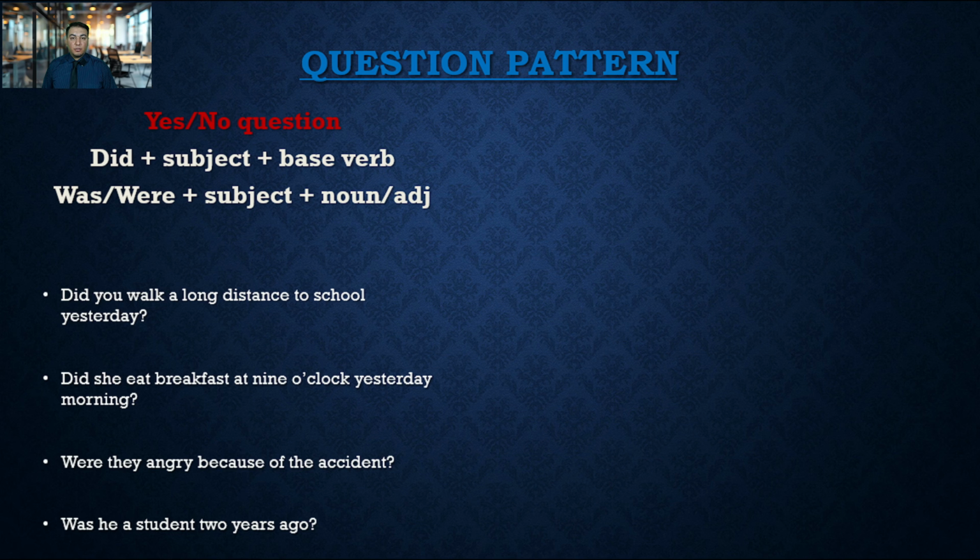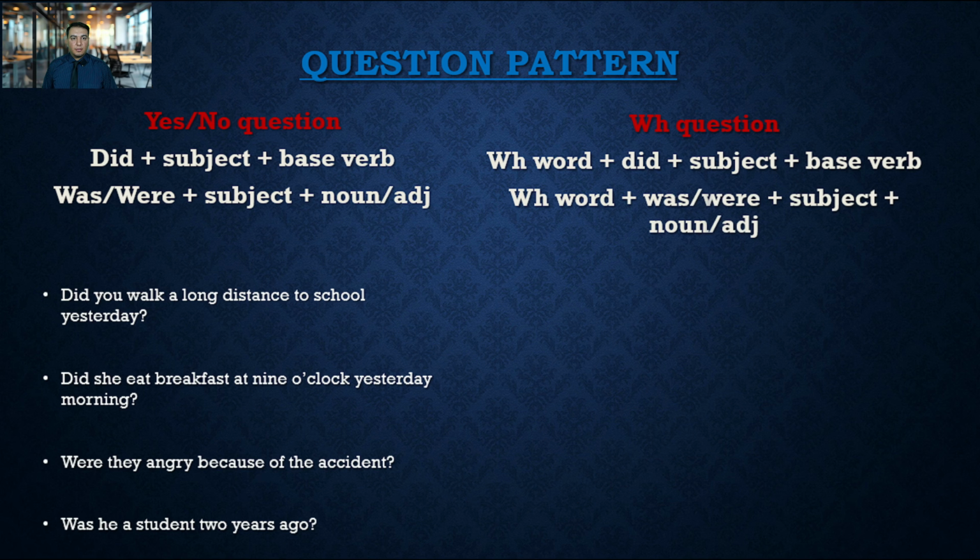Let's now learn WH questions. We have WH word plus did plus subject and eventually base verb as the first pattern, and WH word plus was or were plus subject plus noun or adjective as the second one.